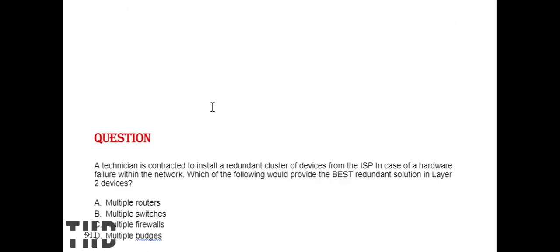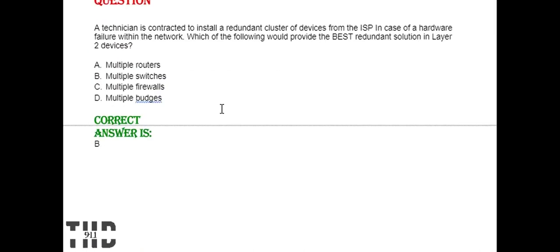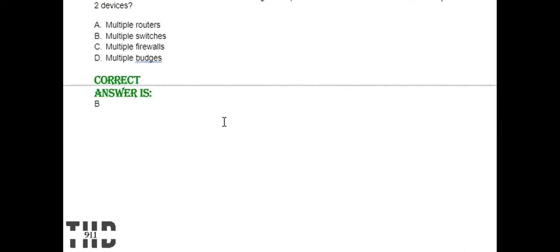Option D is correct. A technician is contracted to install a redundant cluster of devices from the ISP. In case of hardware failure within the network, which of the following would provide the best redundant solution in a layer 2 device? Option A, multiple routers. Option B, multiple switches. Option C, multiple firewalls. Option D, multiple budgets. Option B is correct.